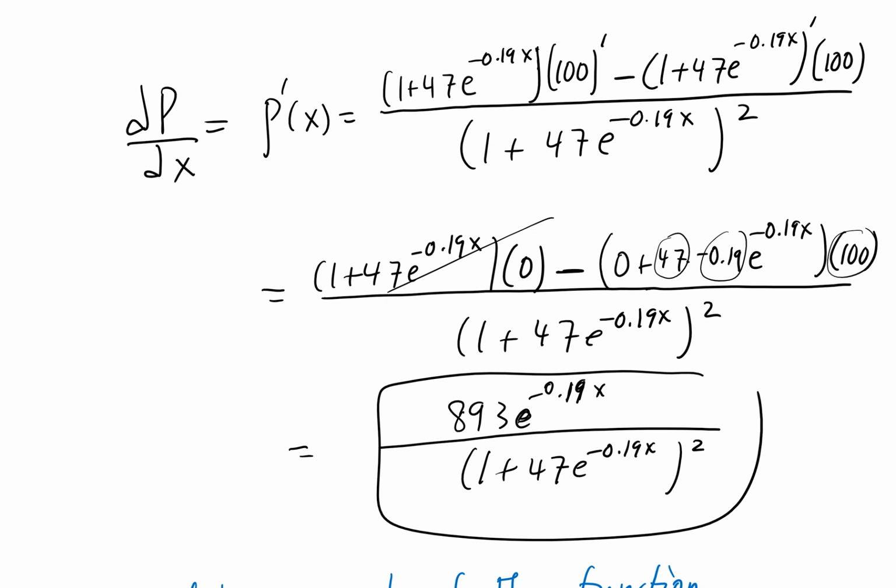Like this? Yes. How did you get 893? Oh, we multiplied, the first part is gone. This negative times negative became positive, right? Because this 0 is nothing. And then we multiplied the 47 by the 100, those numbers. That gives me 893. Oh, okay. Makes better sense. Thank you. Any other questions?